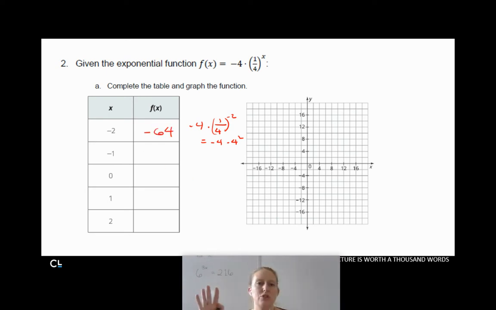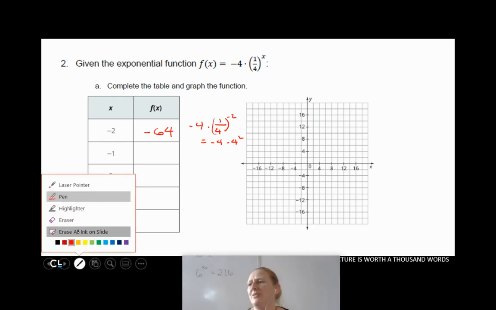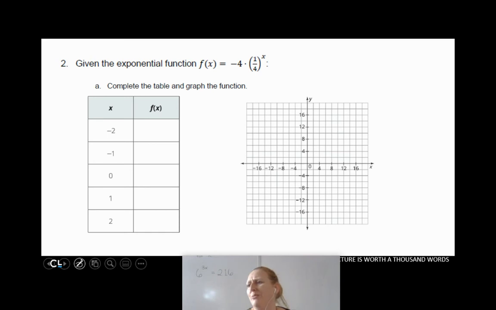Now, getting that first number is usually the issue. And in fact, can I show you an easier way of doing this? Oh my gosh, why am I making this hard? I'll show you the easy way. You know what your y-intercept is. It's -4.